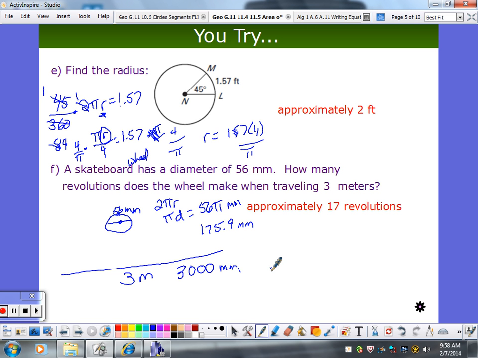And then how many of these can I fit in there? I don't know. Let's see. I think we can just do that. What did I get? 17-ish? Approximately 17 revolutions.